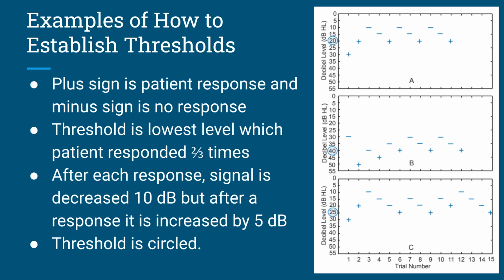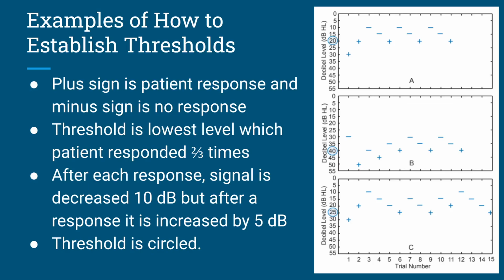Here in example A, presentation level started at 30 dB, and the patient responded. So that means we want to lower the presentation level by 10 dB. So trial 2, we present at 20 dB. Patient responded again. So that means we lower again by another 10 dB for trial 3. Now the patient does not respond. So now we're thinking the threshold is going to be between 10 and 20 dB.